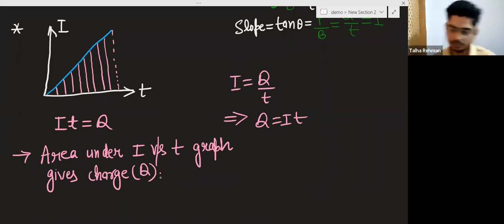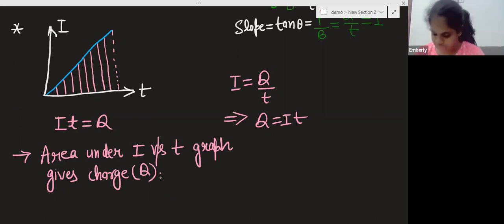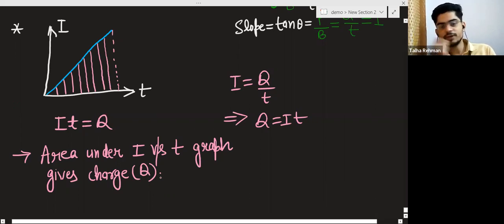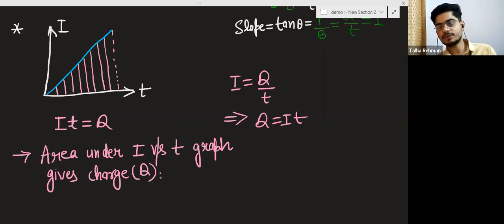You should know these things, how to calculate the slope and how to calculate the area. These things are required in physics. We cannot simply say that current is charge flowing per unit time. We also have to solve numericals, and for that we should know all these things.